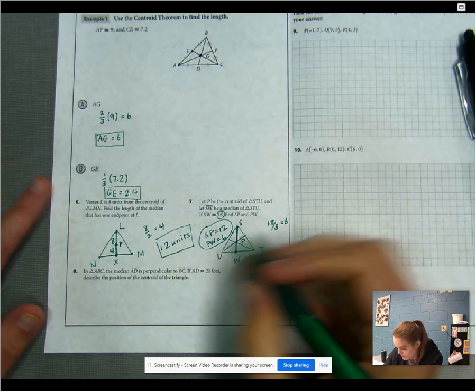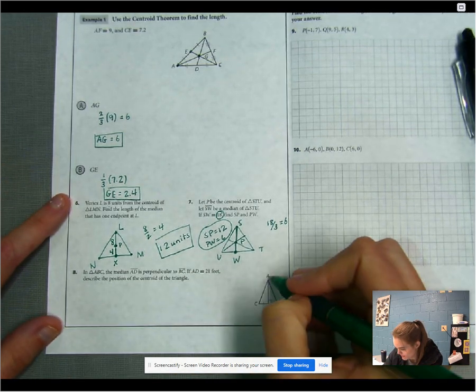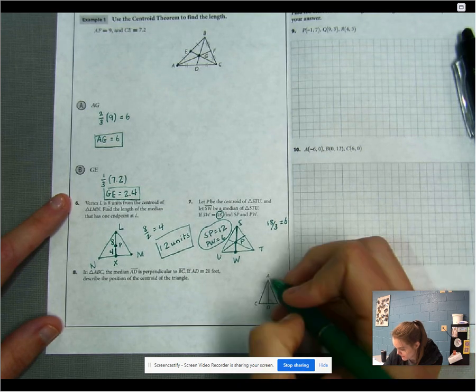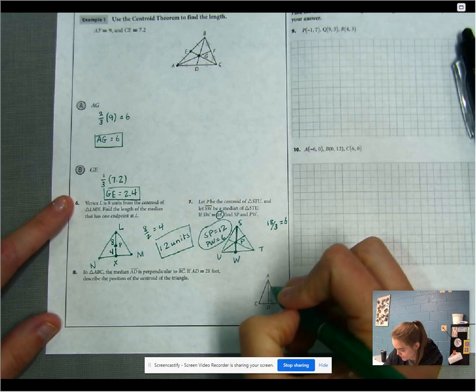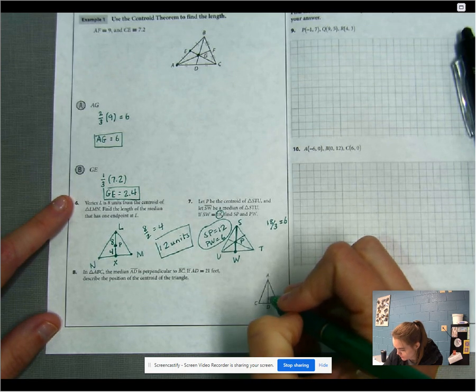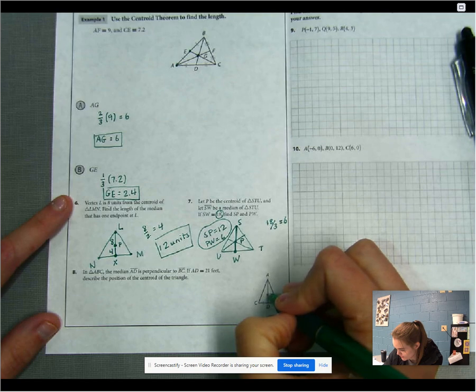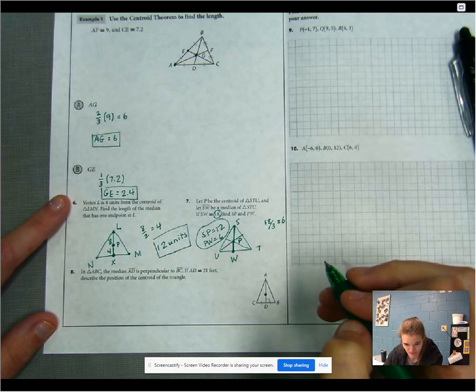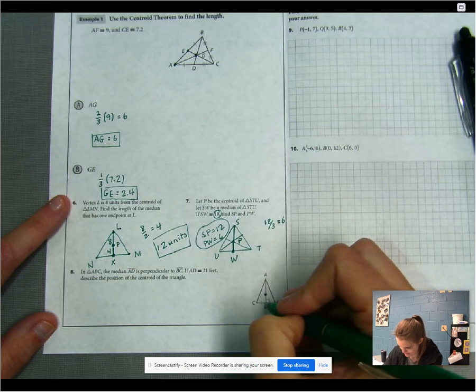Number 9. In triangle ABC, the median AD is perpendicular to BC. If AD is 21 feet, the whole thing is 21 feet, describe the position of the centroid. Meaning, I want you to tell me how it's in position from A or D. Okay? I need to take that 21 and divide it by 3, and that is 7. That means the centroid, yes, it froze.